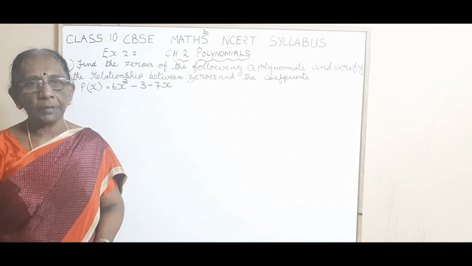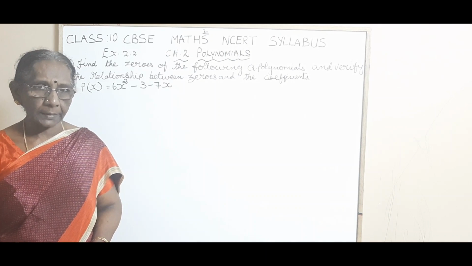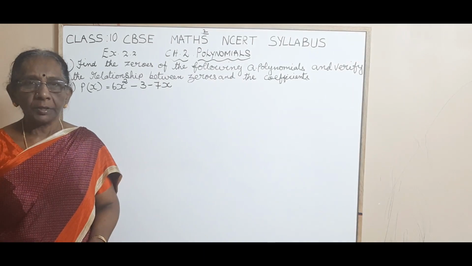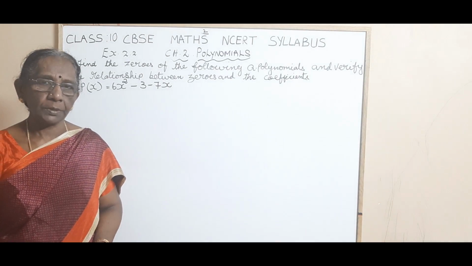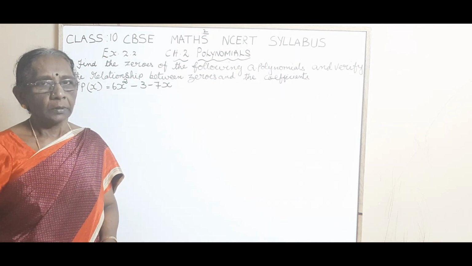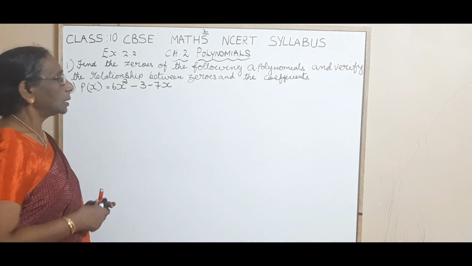In this session we are going to continue chapter 2, polynomials, and we are going to do sums under the relationship between zeros and coefficients of a polynomial. Already we have done 2 sums, and now we are going to do sum number 3.